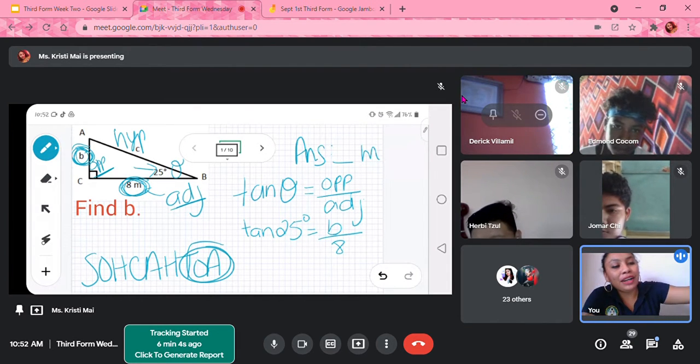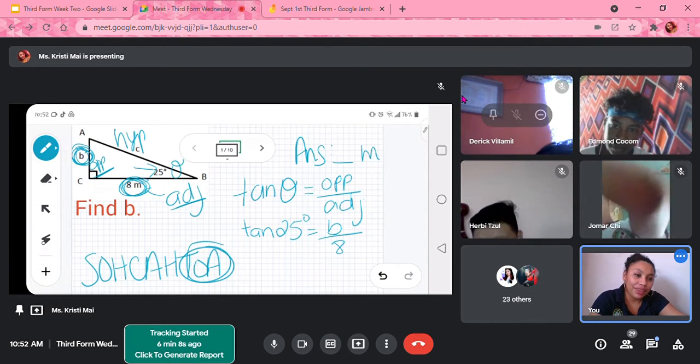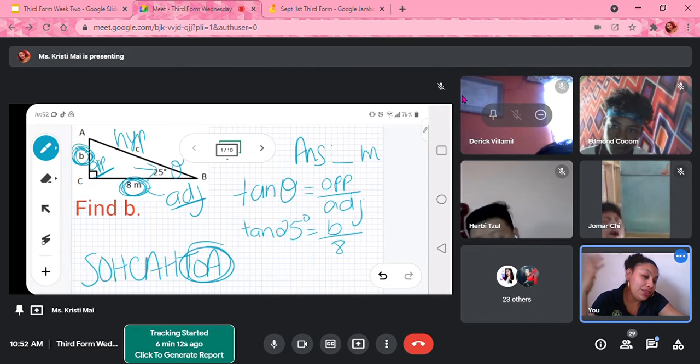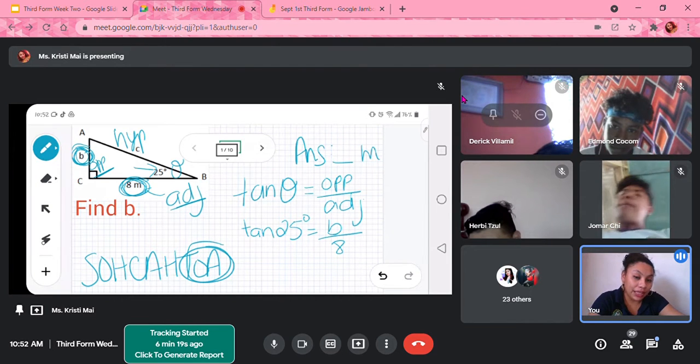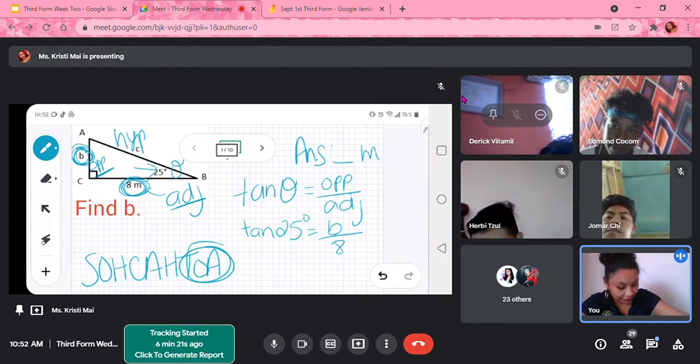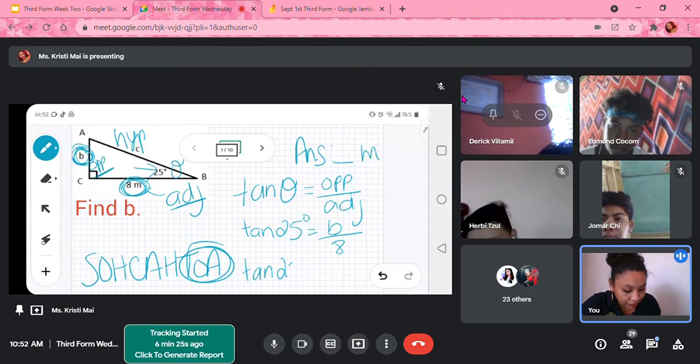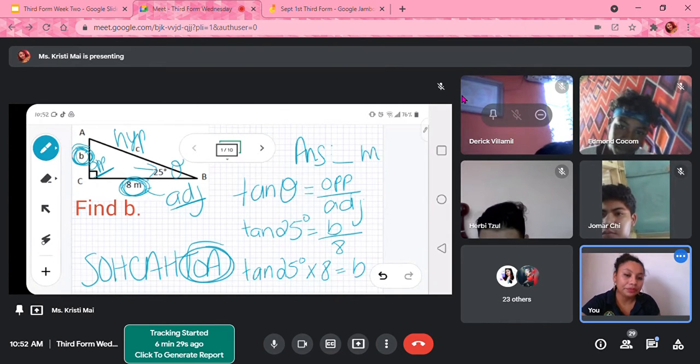We go back to what we did last school year in algebra. I am looking for the value of B. I need to leave B by itself on one side. So if I'm going to be leaving B by itself, I need to remove that 8. So what I'm going to be doing is I'm going to have tangent of 25 degrees times 8 is equal to B. Is that clear to everyone?